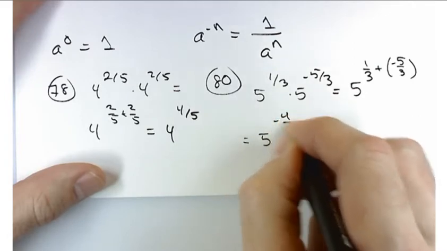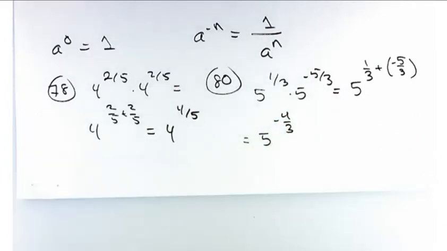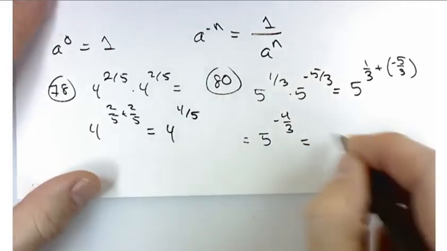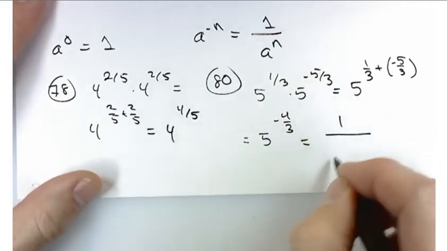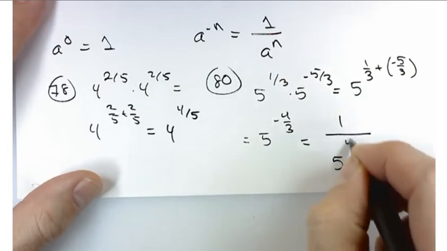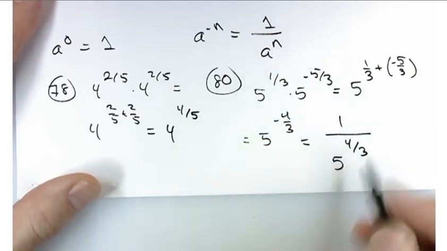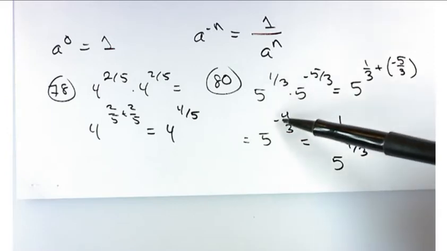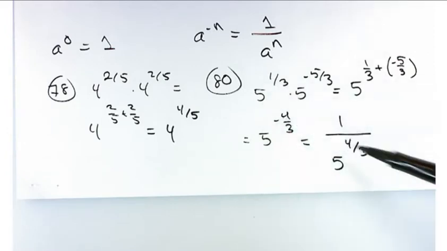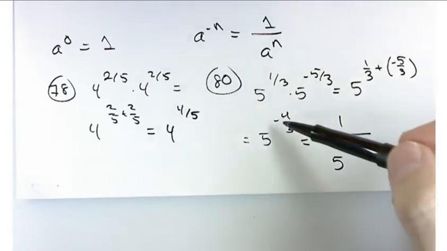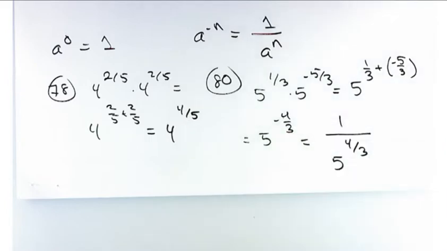Negative 4/3. There's probably one last thing that I would ask of you in a problem like this, and that is to get rid of the negative exponent. So how can we do that? One over five to the 4/3 power. Now notice what happened. All I did is I put that term in the denominator and made the exponent positive. You do not take the reciprocal of 4/3, for instance. There's nothing else that happens other than you just put that term in the denominator.